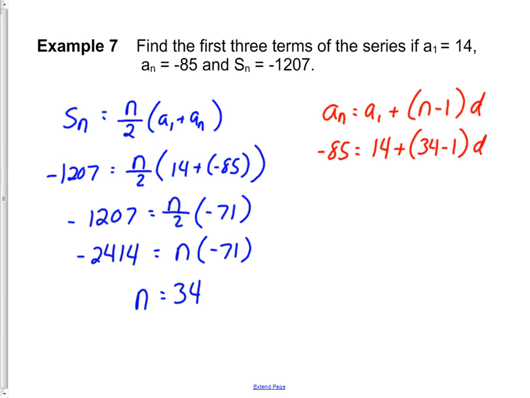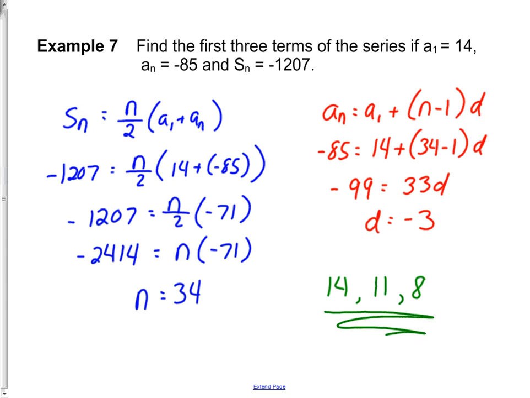Let's go ahead and subtract 14 from both sides of the equation. So that would be negative 99 equals 33d. So d is going to equal negative 3. So then to answer the question, what are the first three terms of the series? The first term's 14. The next one I have to subtract, so subtract 3 would be 11, and then the third term would be 8.